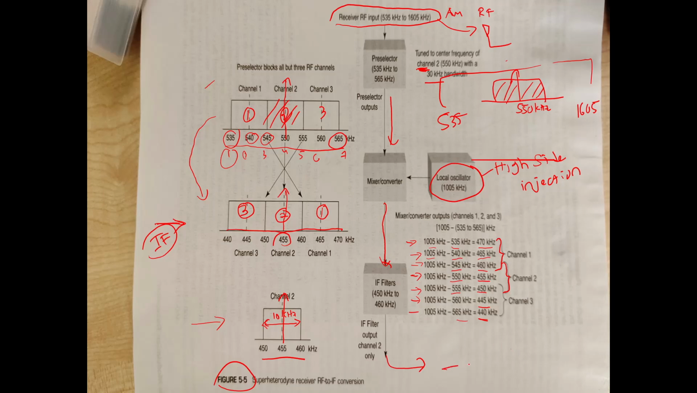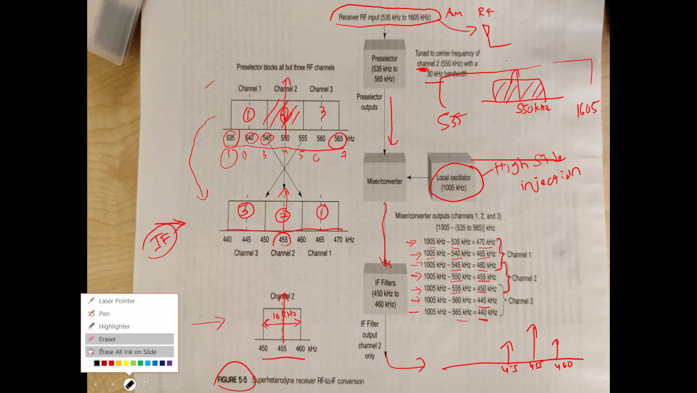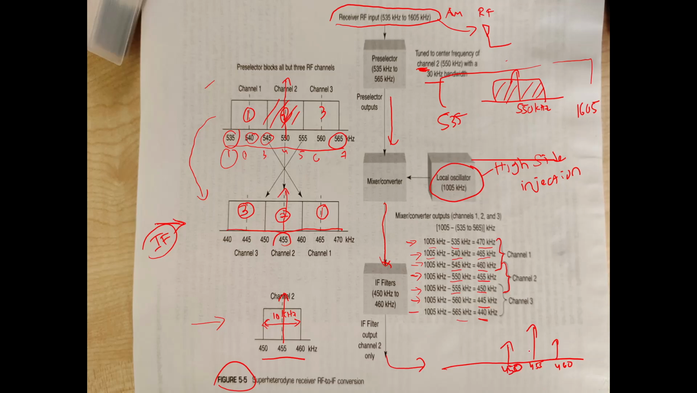So that means here is 455 and 455, and then here, this is 460, 460. I will show you what happened after this. It means this is 450, sorry, 450, 450, 455.